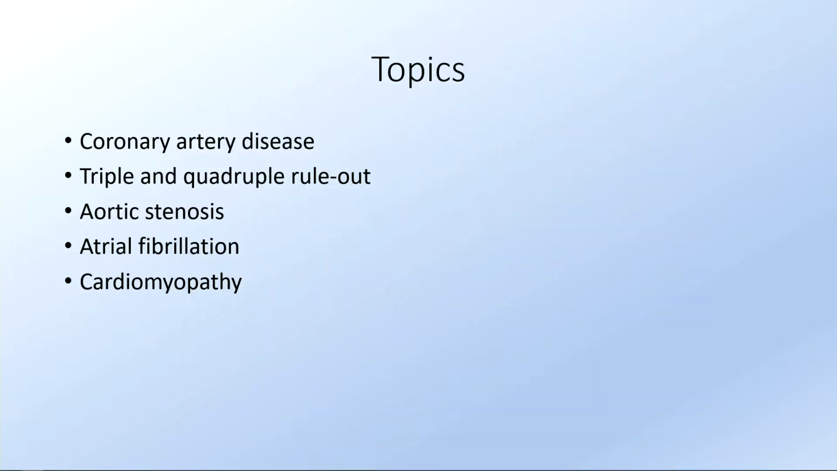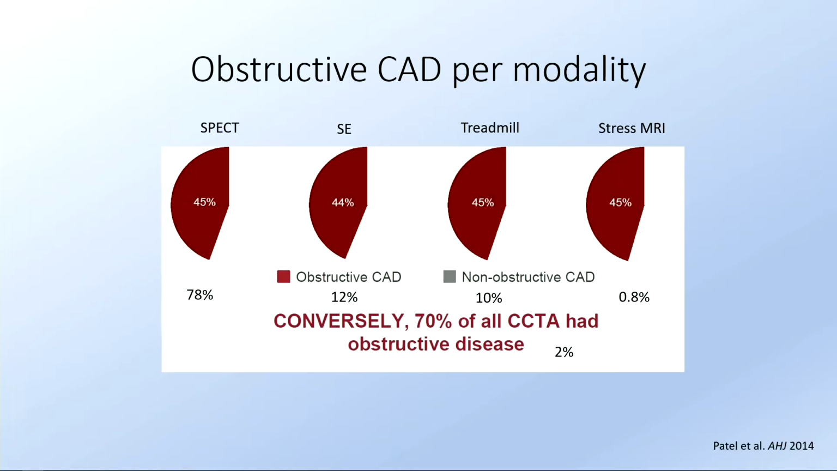So we'll touch a few different topics. We'll talk about coronary disease. We'll talk about the acute chest pain setting of a triple and quadruple rule out, aortic stenosis, patients with atrial fibrillation that can have chest pain as well, and CT findings. And we'll touch base a little bit on cardiomyopathy.